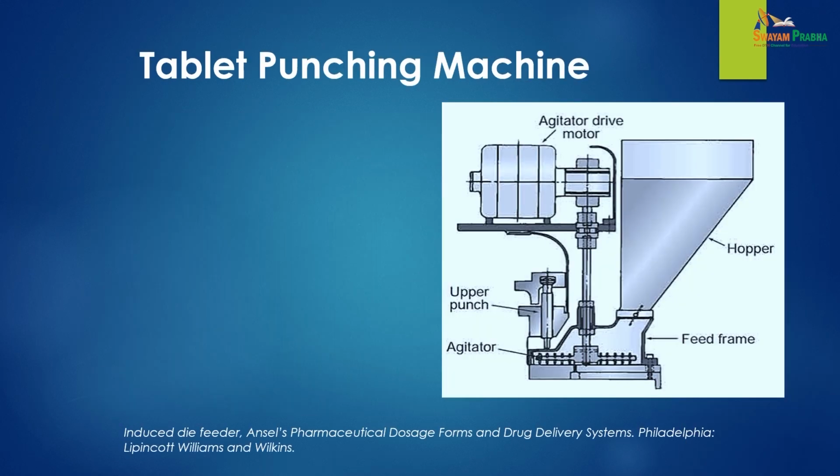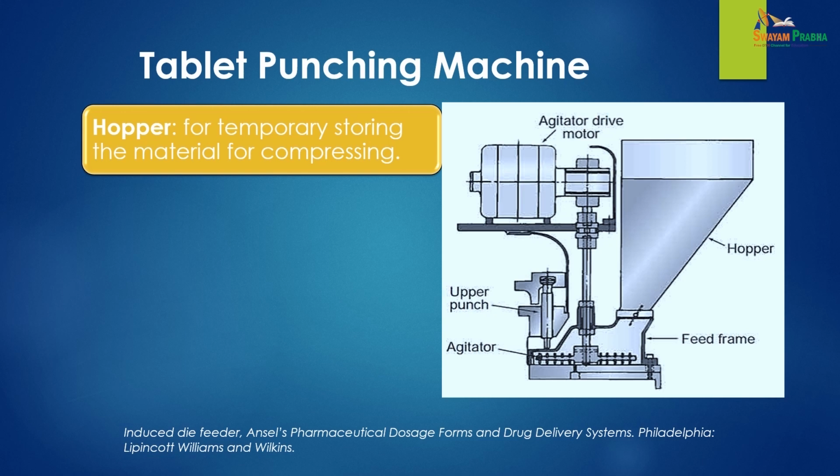So the tablet punching machine looks like your wheat flour mill, a little bit, except that the punching process is not there. The hopper especially is just like your wheat flour mill. So let us discuss what are the components.